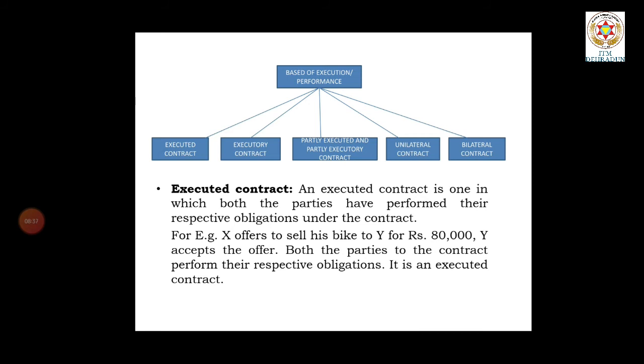Executed contract is one in which both the parties have performed their respective obligations under the contract. दोनों पार्टी ने अपने अपने पार्ट फुलफिल कर दिए हैं. That is called executed contract. For example, X offered to sell his bike to Y for rupees 80,000. Y accepts this offer. Both the parties to the contract perform their respective obligations. It is an executed contract.